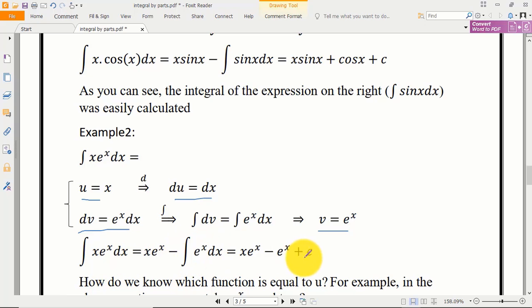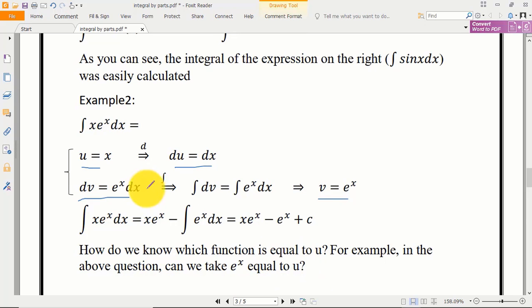You see how easy it is to evaluate this integral? So the integral of e to x dx is e to x. Finally, our integral would be equal to x e to x minus e to x plus c.